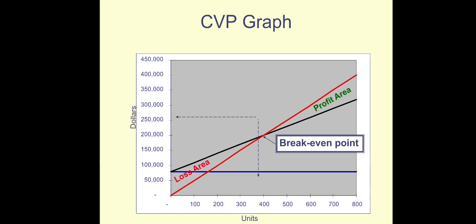You can see in the loss area, the cost is higher than the revenue. After the break-even point, the business starts to make profit. After the break-even point, you can see the total revenue, the red line, is higher than the total cost. The total cost line is the black line.